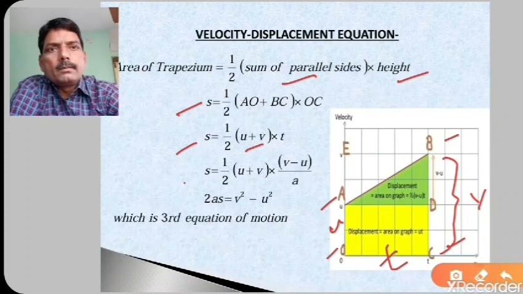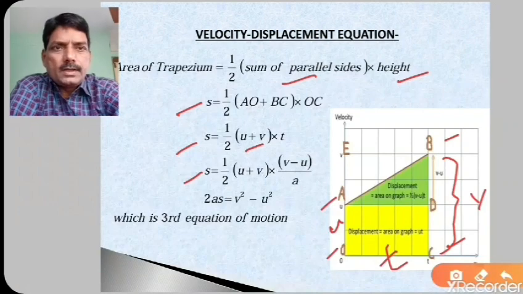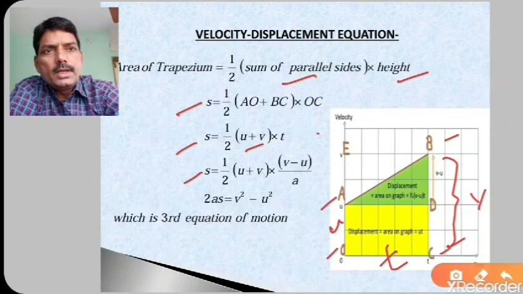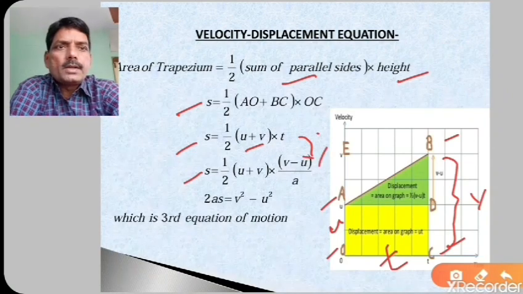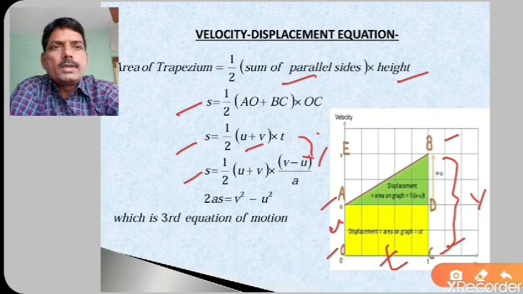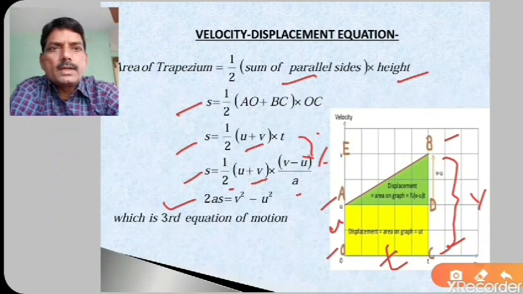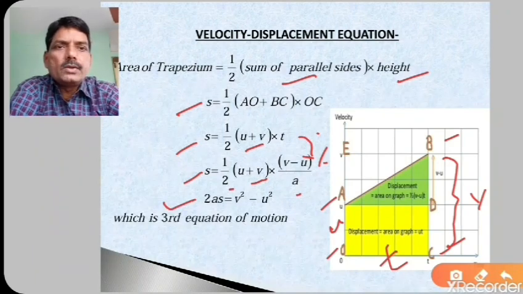So by calculation you can write S is equal to 1/2 into U plus V into T. Again I have used here the first equation of motion, so T is equal to V minus U upon A. Using the formula A plus B into A minus B equals A square minus B square, and taking the 2A to this side, you will get 2AS is equal to V square minus U square. This is your third equation of motion.